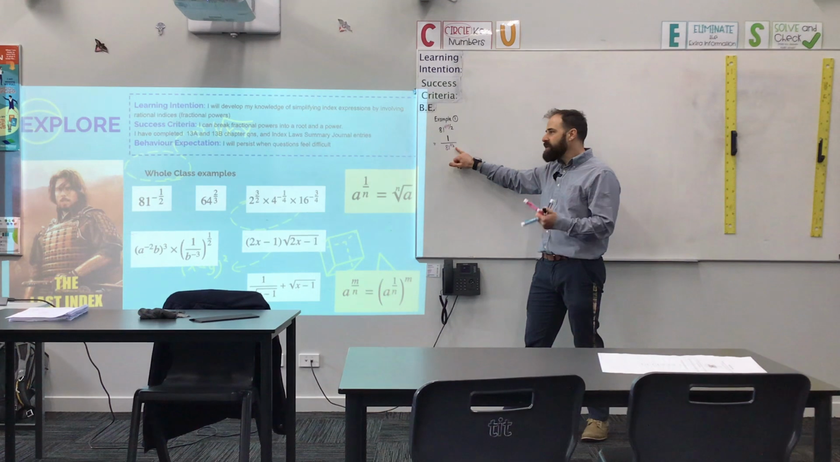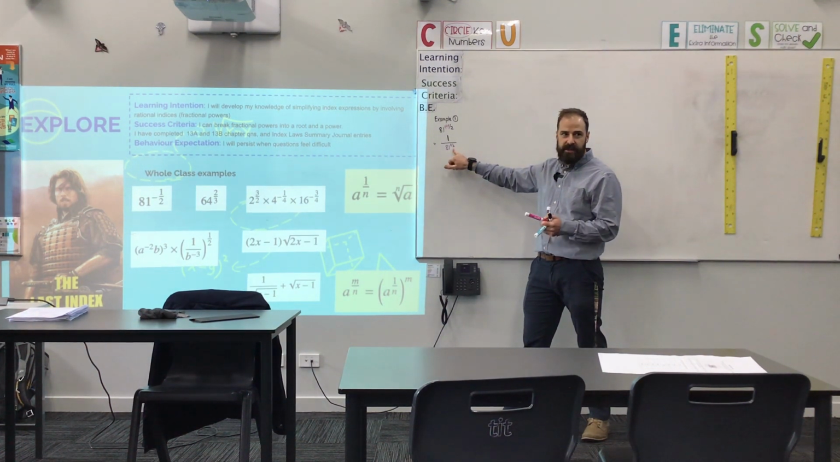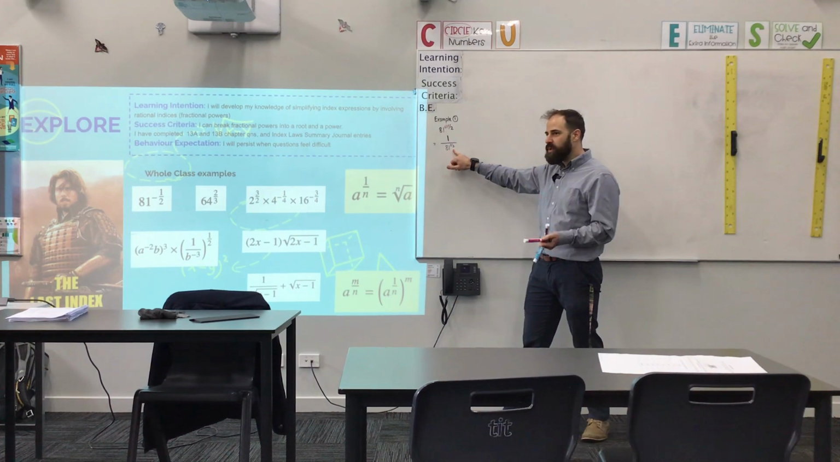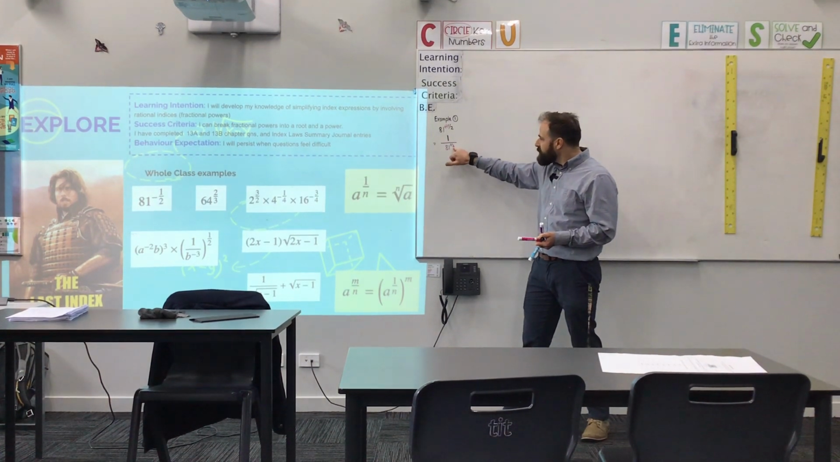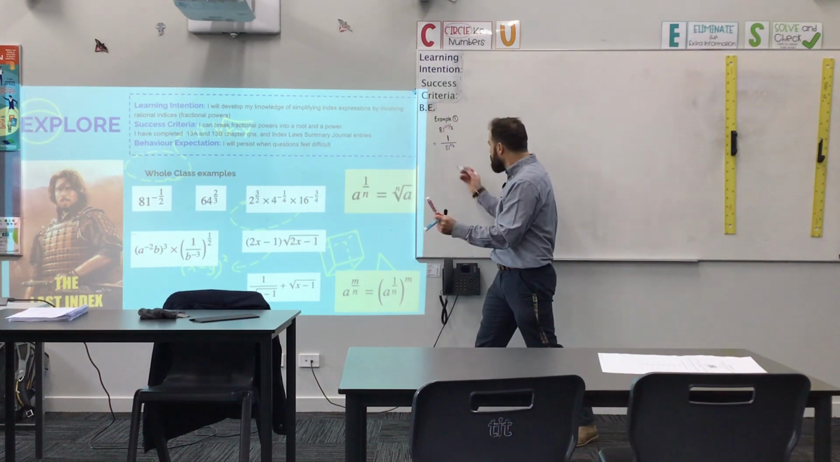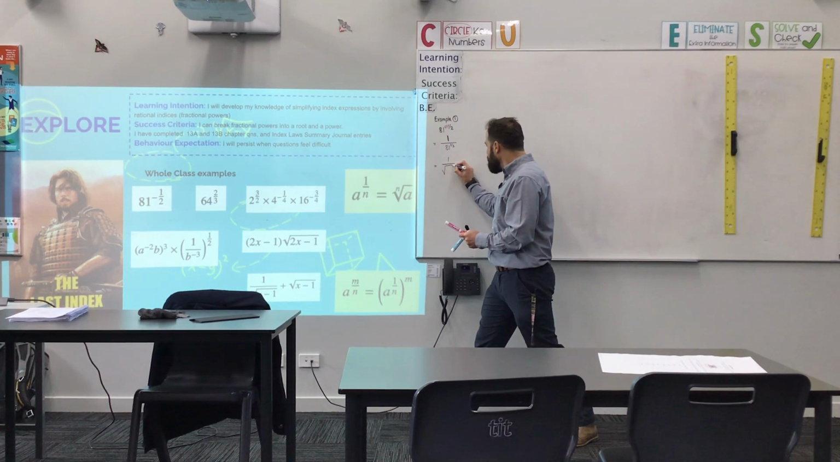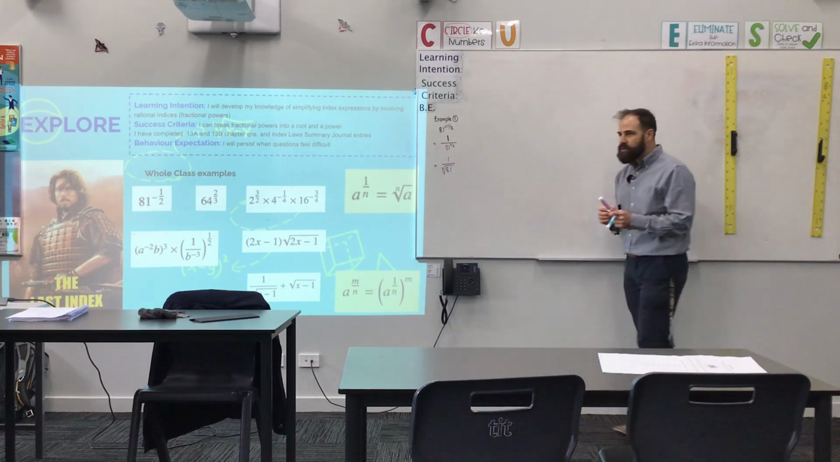The way I evaluate and work out fractional powers is I use our roots. So square roots, cube roots, fourth roots. The denominator of this fraction is 2, so this is going to be a square root problem. So my fractional power, power of 1/2, is the same as having the square root of 81.